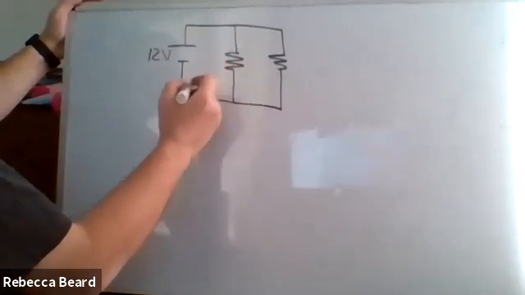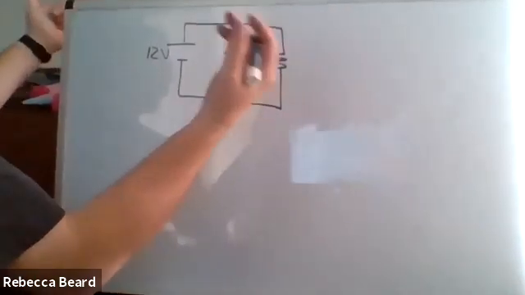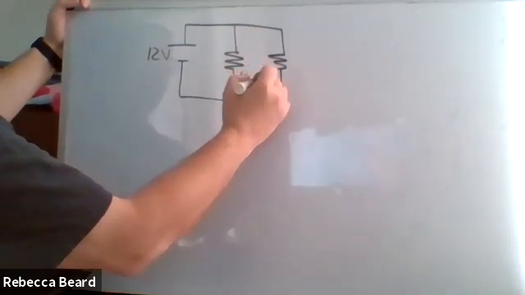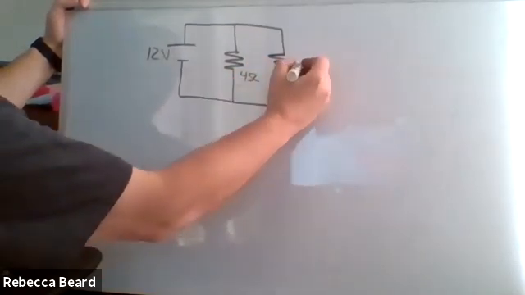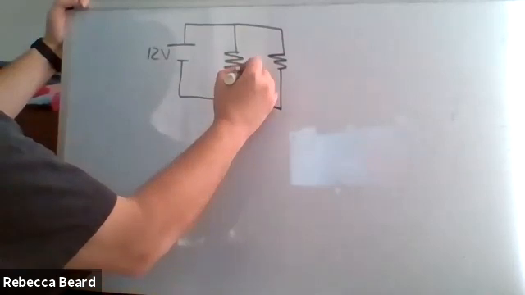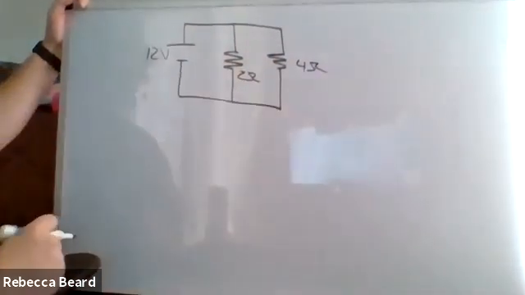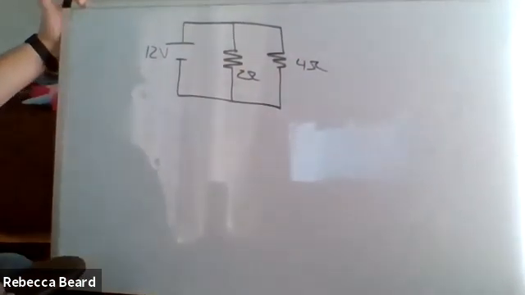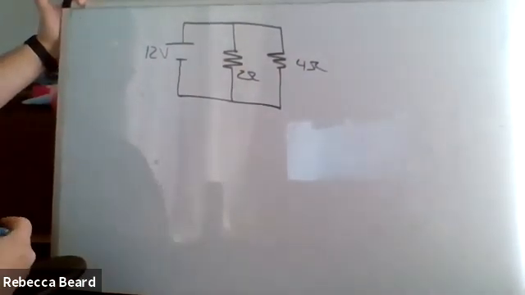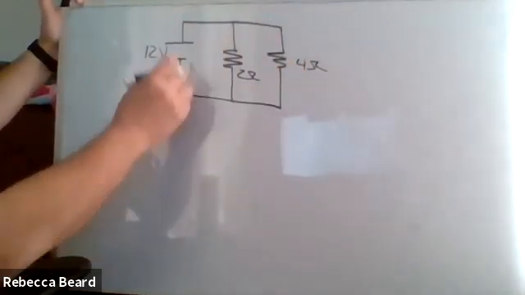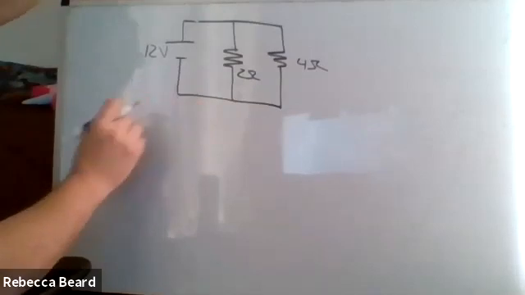And let's say we've got a 12-volt battery and we're going to hook up, I'm just going to try to make some simple numbers here. Let's do a 2 ohm resistor and a 4 ohm resistor. Okay. So first of all, let's figure out what is the current that's going to flow through this, through these wires at least.